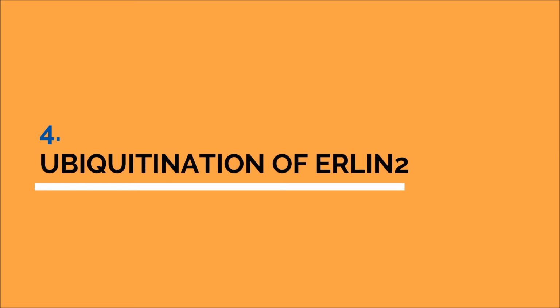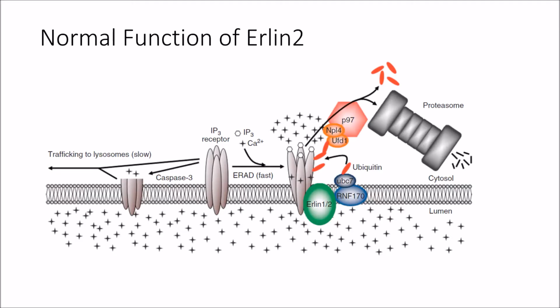Hi, I'm Kai Yi, and I will continue to explain how ubiquitination can be associated with ERLIN2. So what exactly is ERLIN2? ERLIN2 is usually associated with ERLIN1, so let's just explain them together.